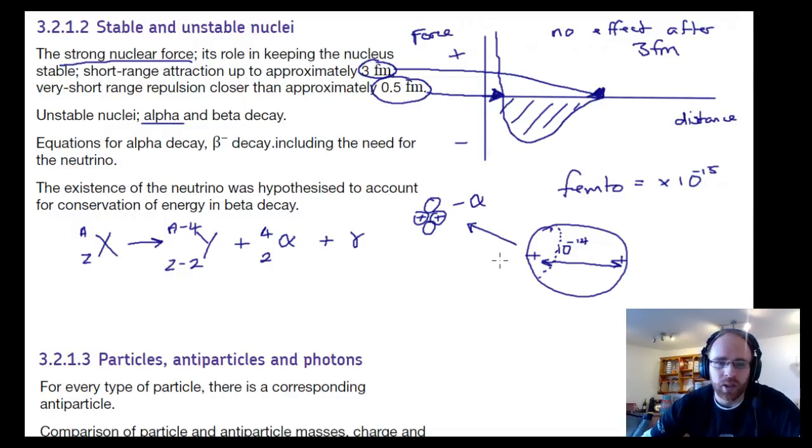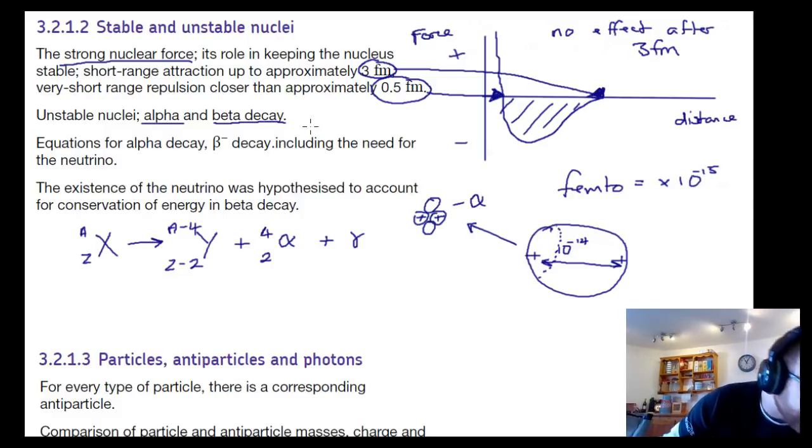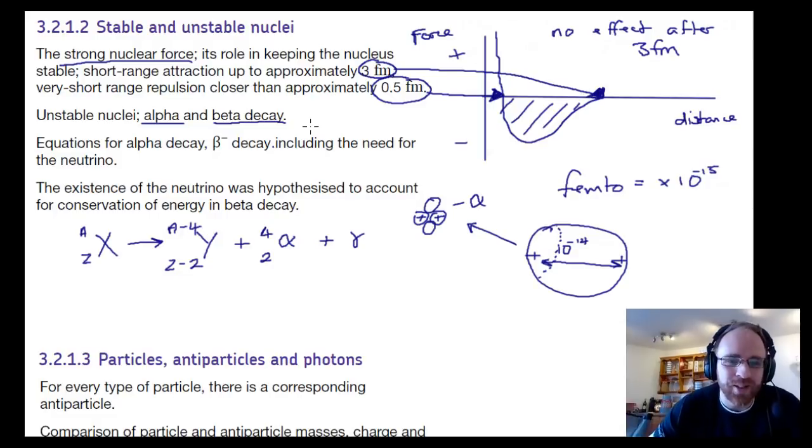If we have a nucleus with too many neutrons, we can get beta decay. Jason, how's it going? It's been a long time. Hope everything's going well.